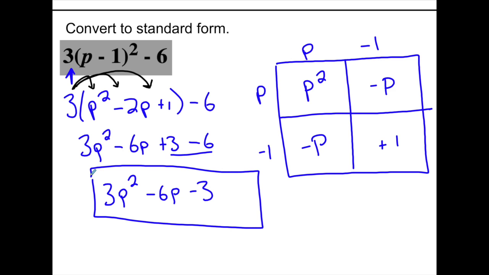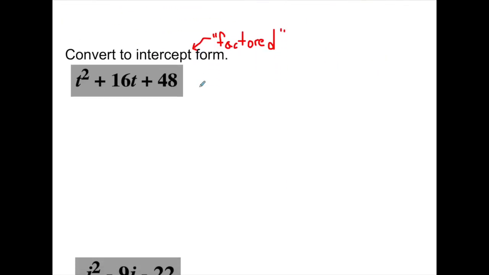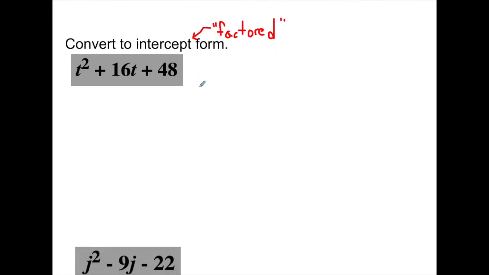So again, we're following the PEMDAS here. So I'm first doing the exponent, which means I'm doing p minus 1 times p minus 1. Then I'm doing multiplication. And then I'm doing subtraction, just like I would do with PEMDAS. Okay, moving on down. Now I've got to convert this to intercept, or what we call factored form. And this is using the box, but going in the opposite direction.